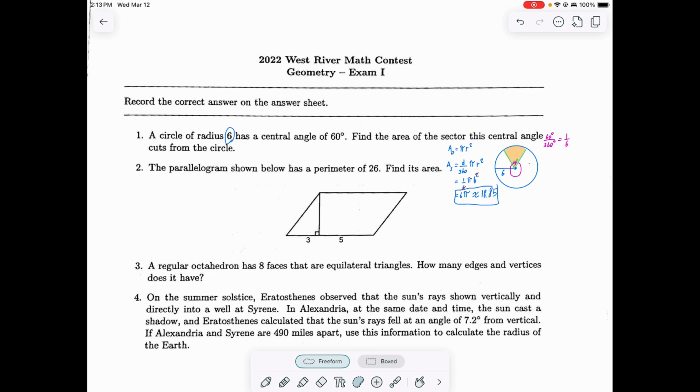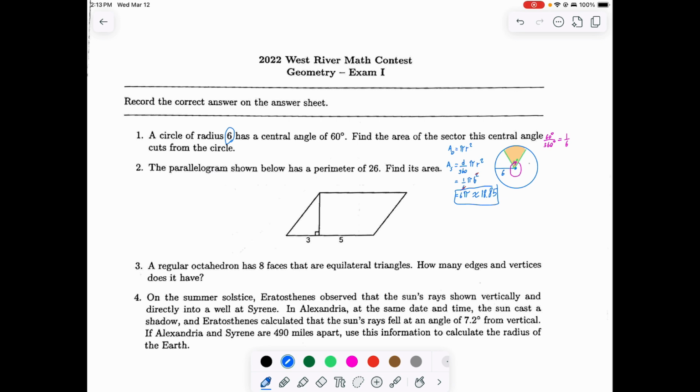And here we are onto the second problem. This says a parallelogram shown below has a perimeter of 26. We want to find its area. So let's take a look at it real quick. It's got a perimeter of 26. That means going around the entire outside is going to be 26. Across the bottom, it's 3 and 5, but we don't know any other information.